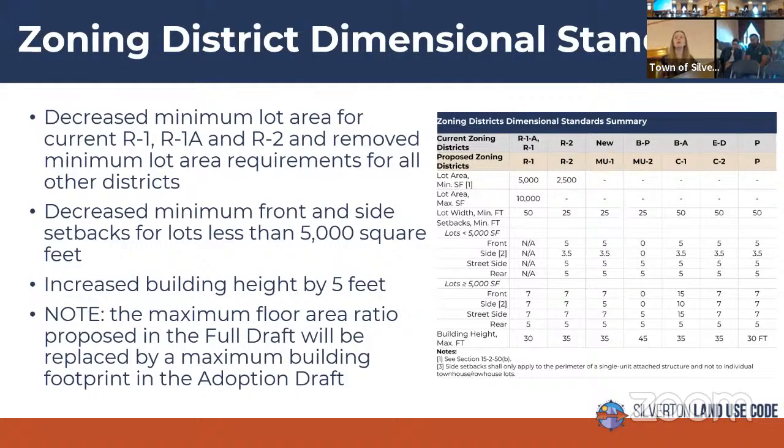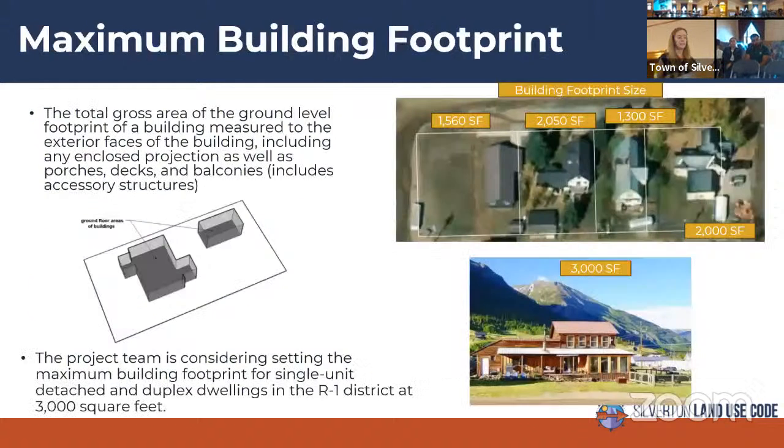And something to note, if you get online and look at the full draft, you will see something referring to maximum floor area ratio. That is something that we discussed with the community earlier in the summer that we did not receive support for and will not be moving forward with. The next draft, and we'll talk about it in a second, will include a maximum building footprint limitation instead.